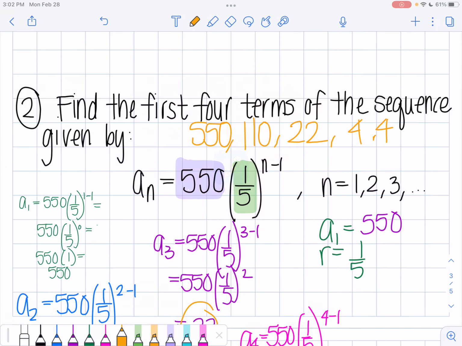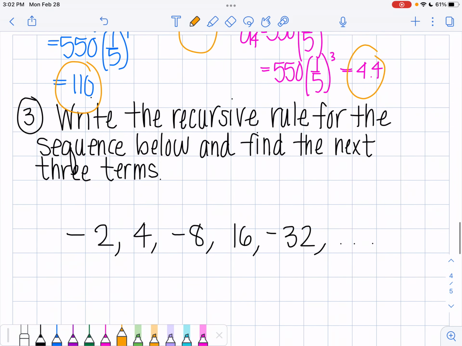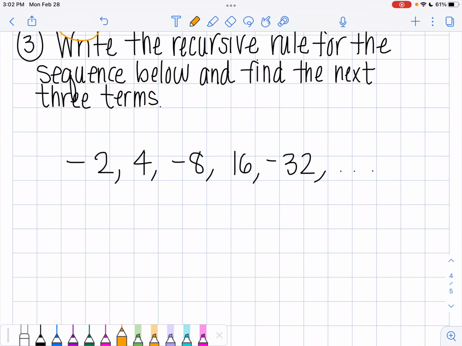Okay. Last example. This one's a little bit tricky. This one wants to write the recursive rule for the sequence below and find the next 3 terms. Okay, so the recursive rule says this. You need to list your first term. And then you take whatever your R value is and you multiply it by the previous term, a sub n minus 1. So we have to fill in this value here and this value here.